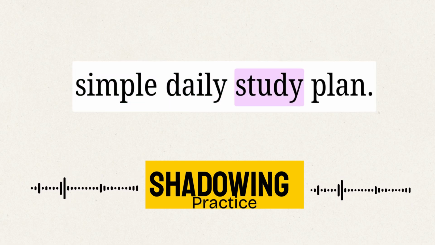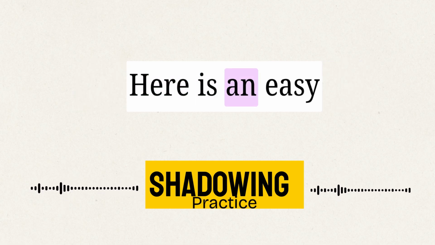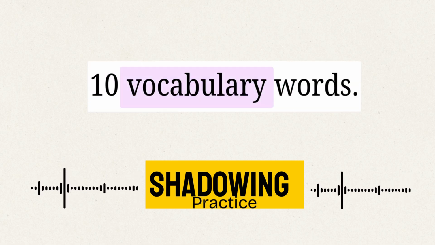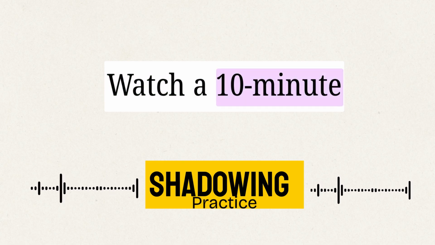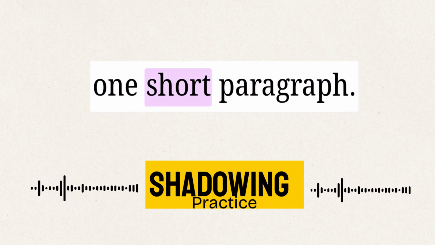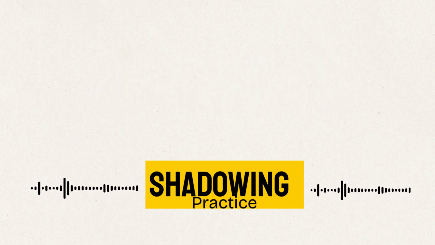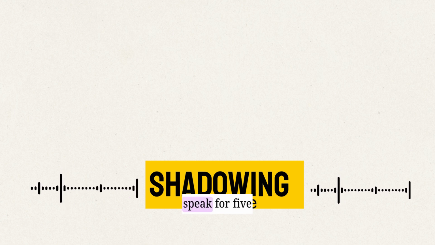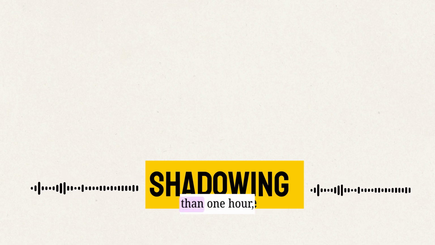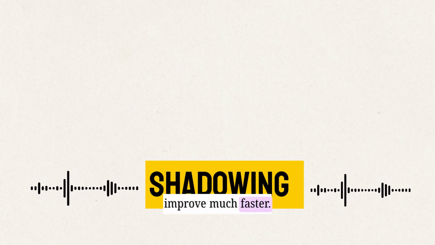A simple daily study plan. Here is an easy routine for beginners. Morning: review 10 vocabulary words. Afternoon: watch a 10-minute English lesson. Evening: read 1 short paragraph. Before bed: speak for 5 minutes about your day. This routine takes less than 1 hour, but if you follow it every day, your English will improve much faster.